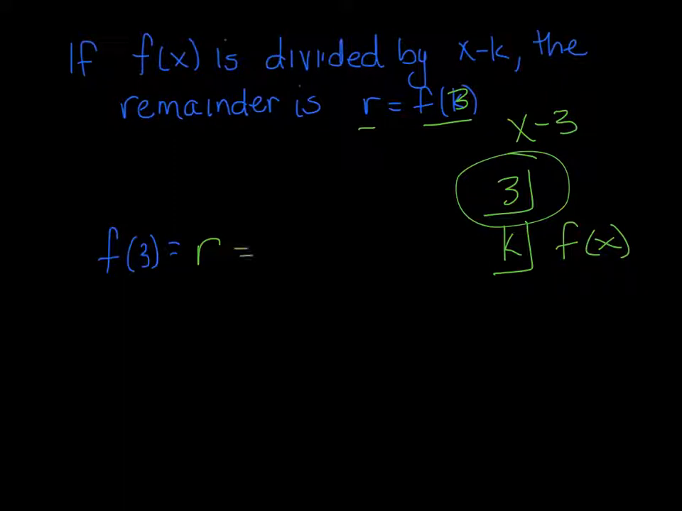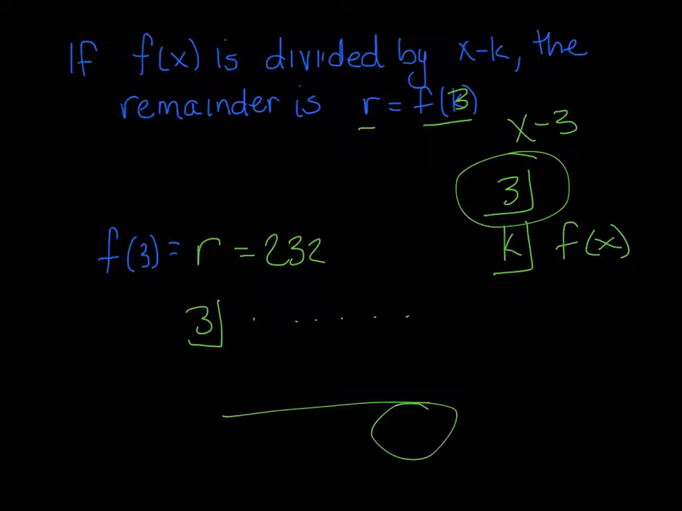was 232. Okay, so the moral of the story is, if you need to find f of 3, put 3 in the box, do the coefficients, and your answer is going to be whatever that remainder is. Even if it's 0, your answer would be 0 then. So whatever that remainder is going to be the answer to f of 3. All right, and it's that simple and that quick and easy to use.